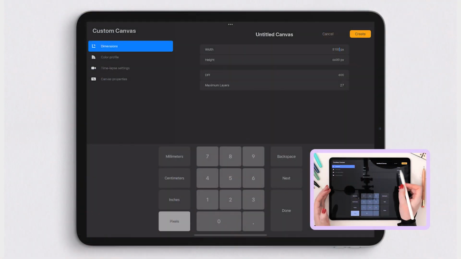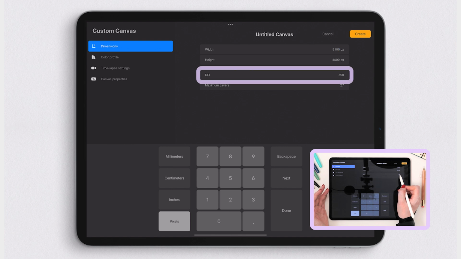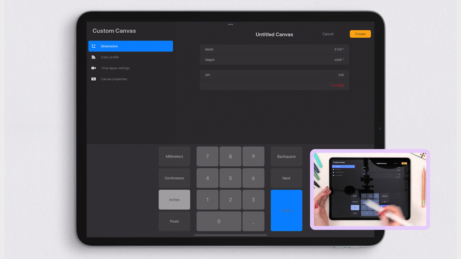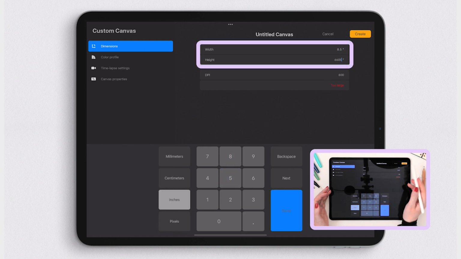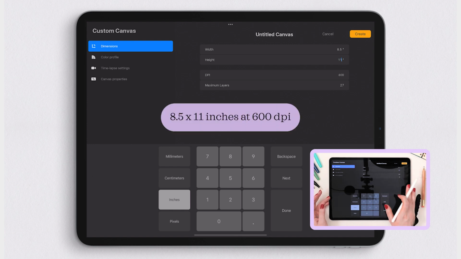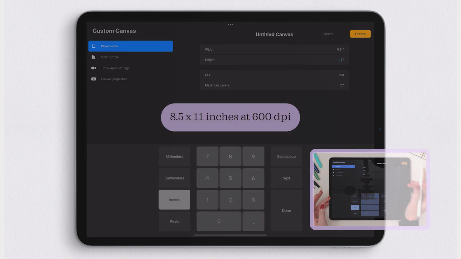For the sake of this class, I'm actually going to set it at 600 dpi so that I can zoom in really close and show you all the fine details of the strokes. For size, I'm going to set mine to 8.5 inches wide by 11 inches high, which is a standard American paper size. That's in part because some of the materials that I have offered you as bonuses will then fit that canvas size perfectly. So if you want to follow along using those bonuses, I recommend a canvas like this, 8.5 inches wide, 11 inches high, 600 dpi.